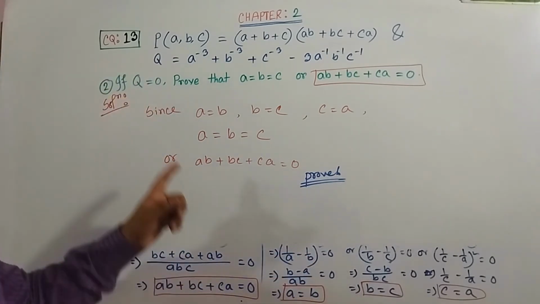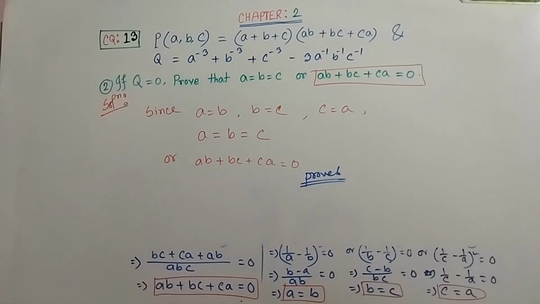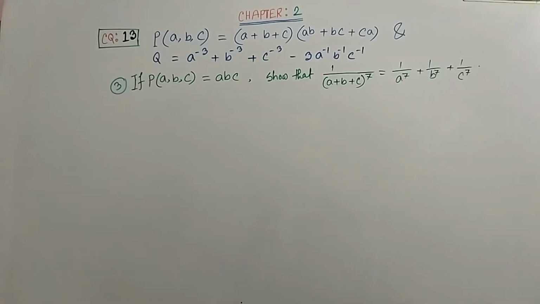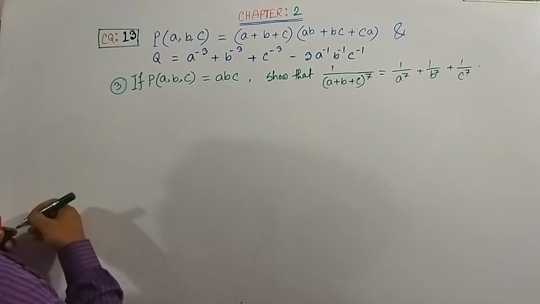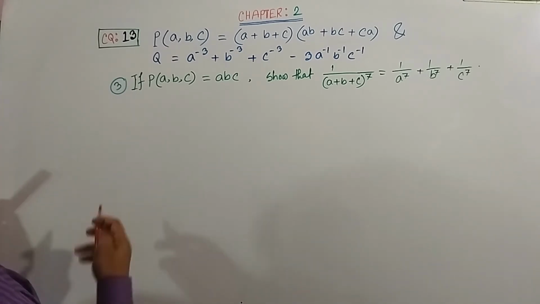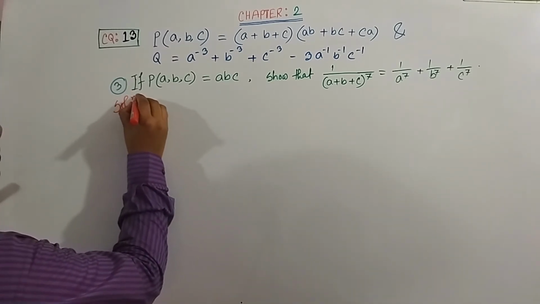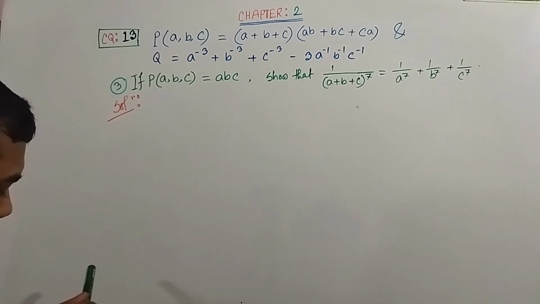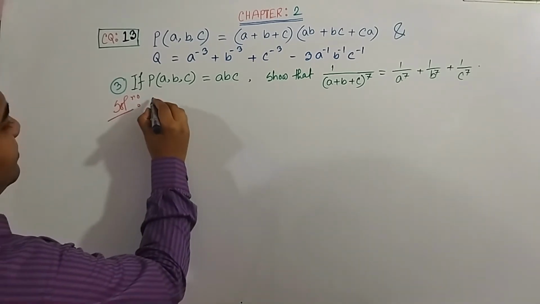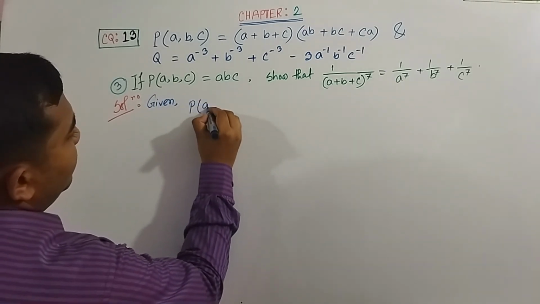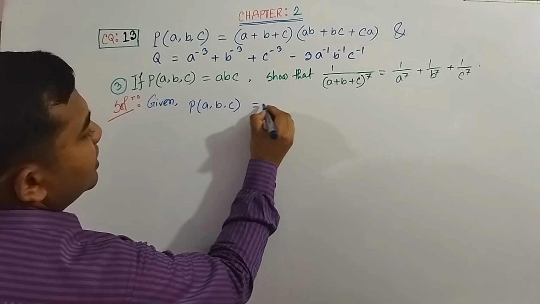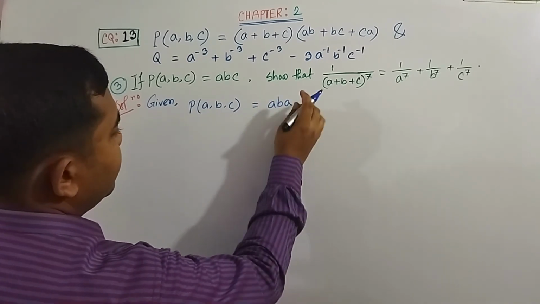And now we will go for our last math, that is question number 3. So dear students, that's our last math for today's lecture. Here it is given p of abc equal abc. So we will start from our given part. So solution, what is given here? Here it is given p of abc is equal to abc.